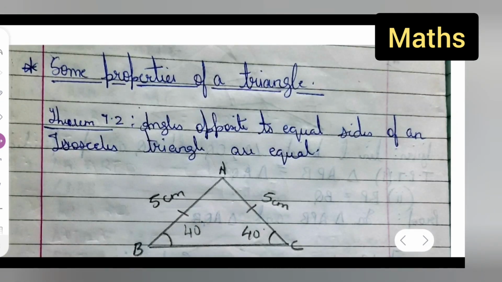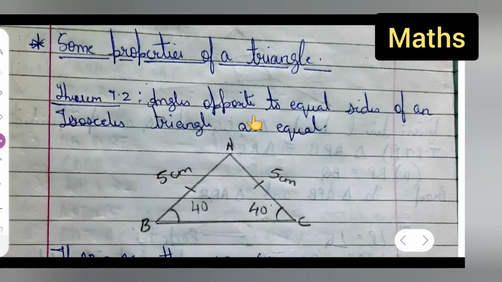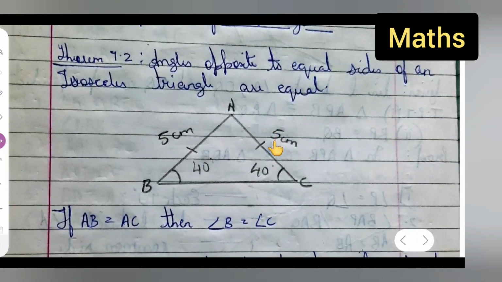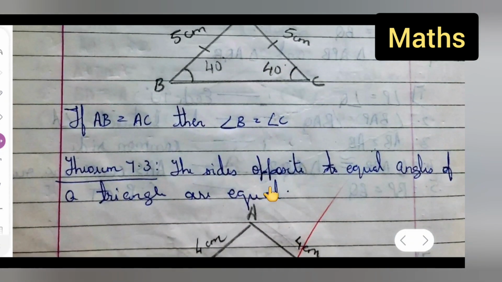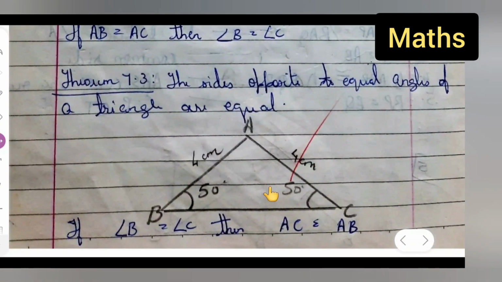But before that, you all need to know some properties of a triangle. So note down, Theorem 7.2 says that angles opposite to equal sides of an isosceles triangle are equal, which means that if your side AB is equal to AC, then angle B is also equal to angle C. Next, let us see Theorem 7.3. It says that the sides opposite to equal angles of a triangle are equal.